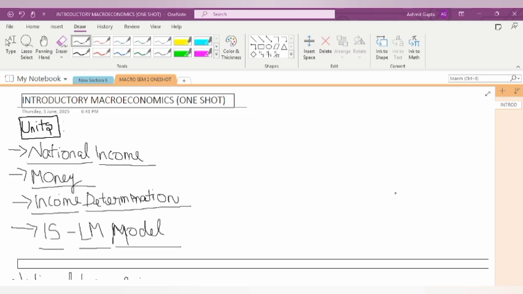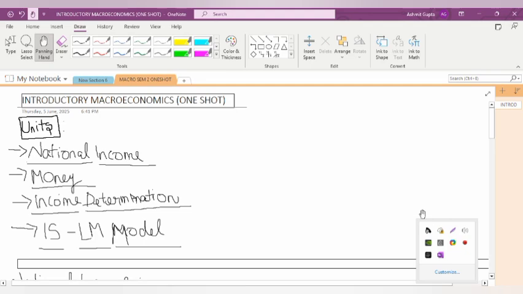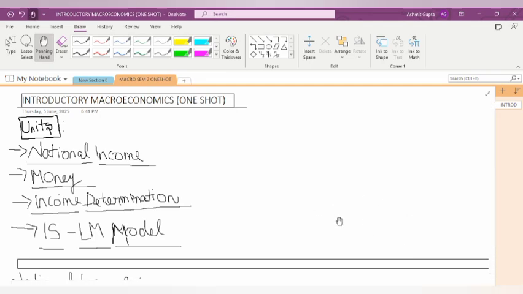So let's begin. We basically have 4 units, starting with national income, money, income determination, and then the most important topic, that is the IS-LM model. So let's begin with the syllabus.